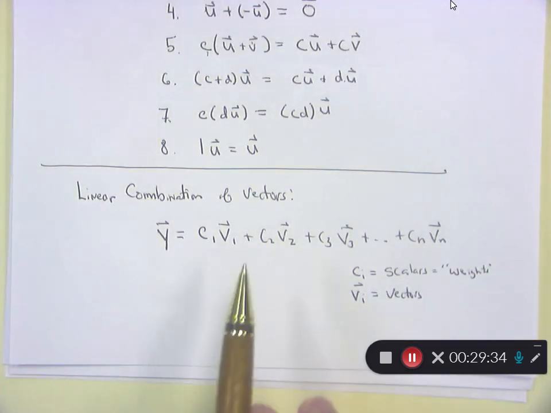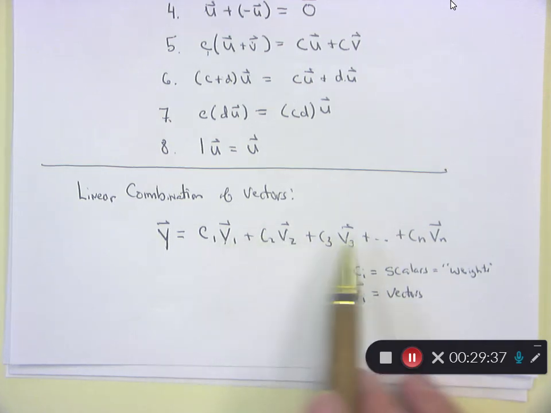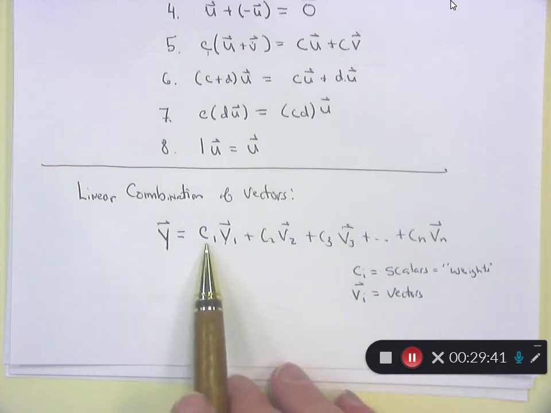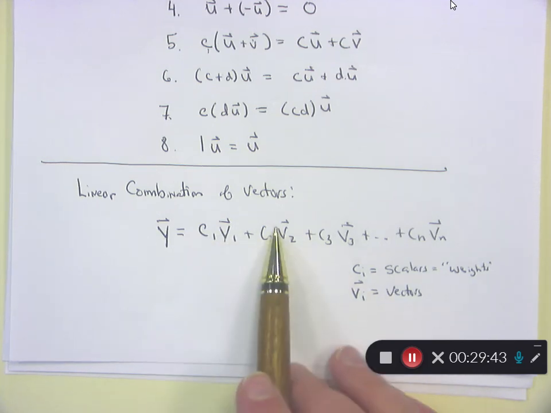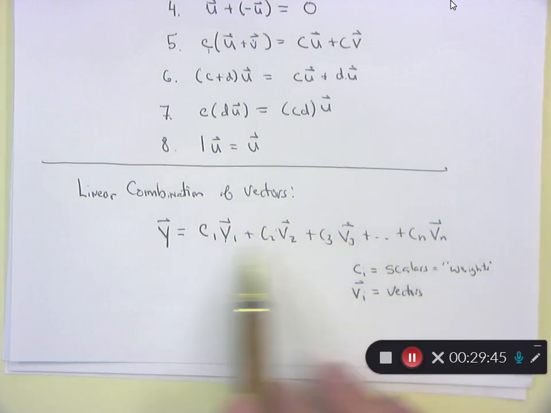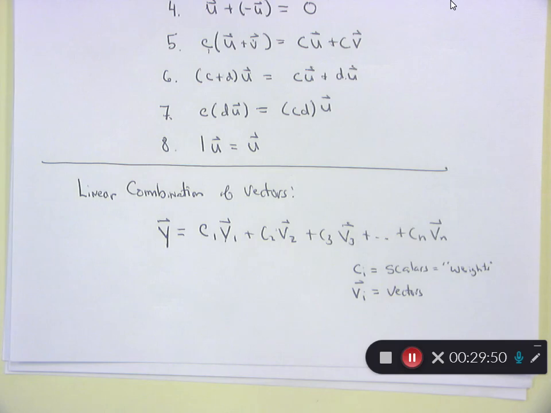Okay? So you got vector V1, V2, V3, V4, and you can start adding these guys together. You can take a scalar constant times one vector plus another scalar constant times another vector, and this kind of weights the different vectors together, but this is called a linear combination of vectors. Okay?